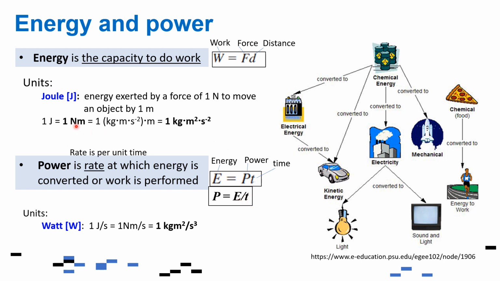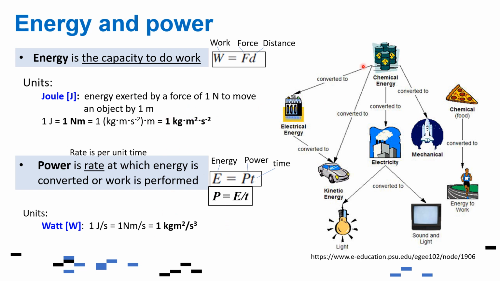If E is energy in terms of joule, then it is joule per time, and time is usually in seconds. So 1 joule per second is a watt. This is the unit of power, the watts. And 1 watt is also equal to 1 Newton meter per second, or 1 kilogram square meter per cubic second. So these are the two main units of energy and power.